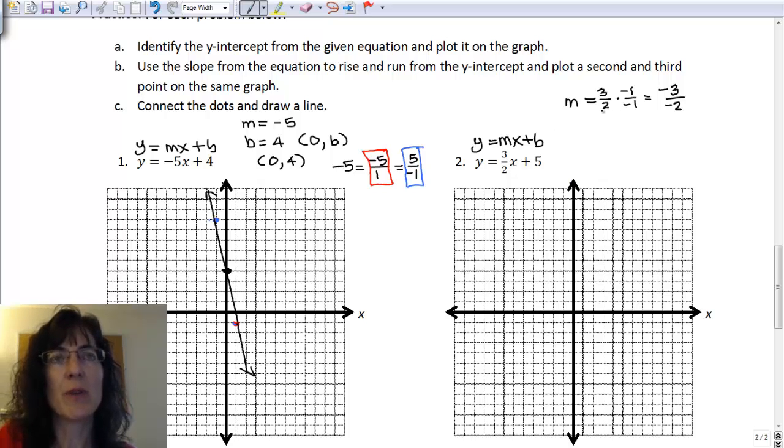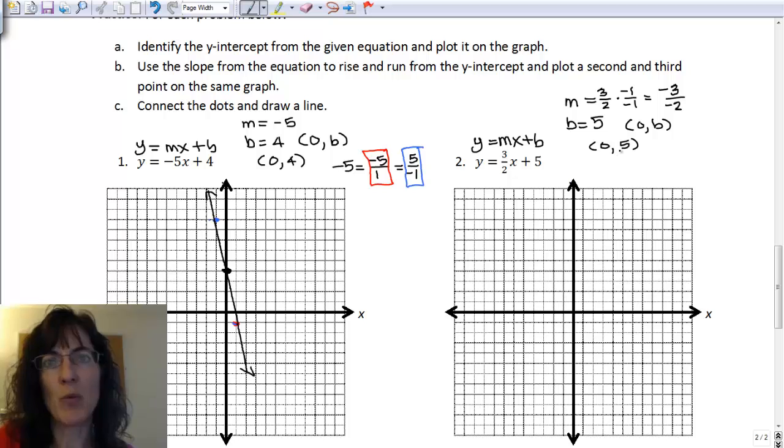So +3 over 2 for one form, -3 over -2 for the other form. And then my b, which is what will help me get my y-intercept, is +5. And so that means my y-intercept, which is (0, b), is going to be (0, 5). And so let's do part A.